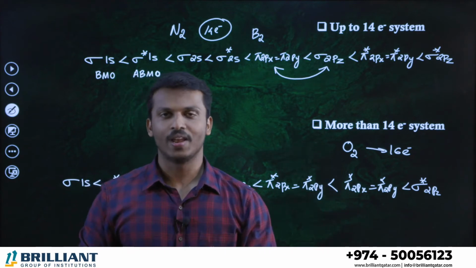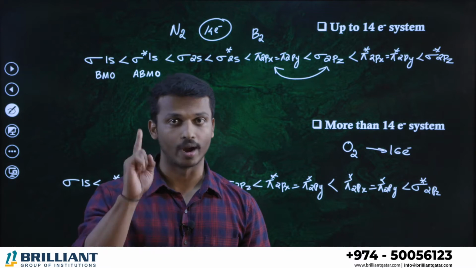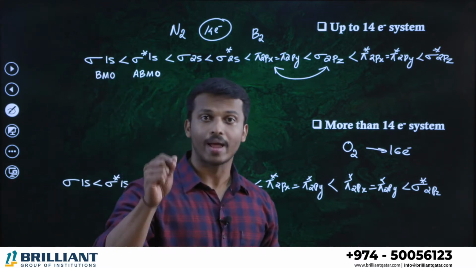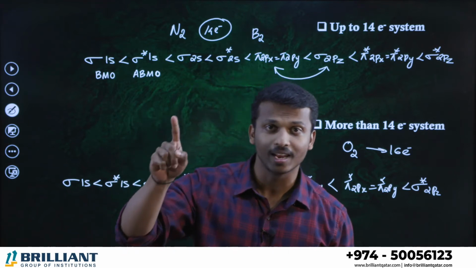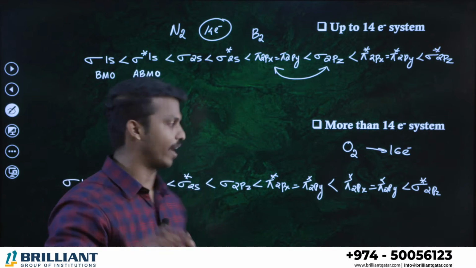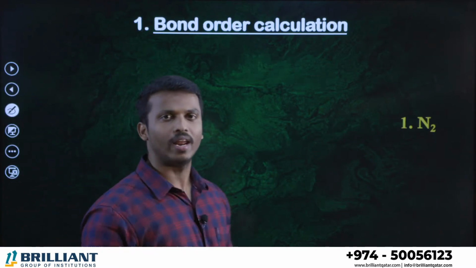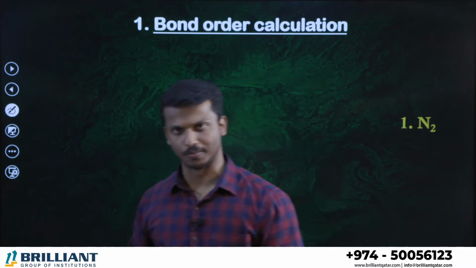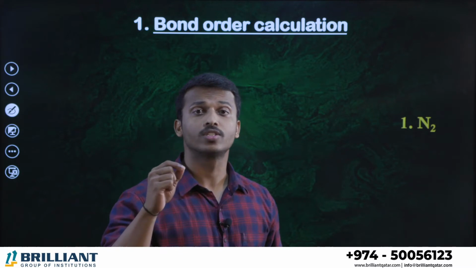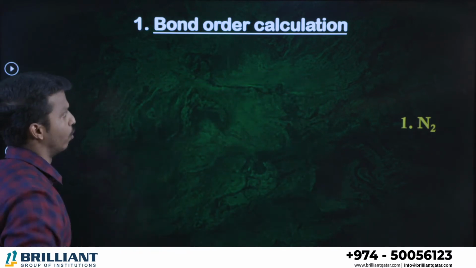Now we can see the application of these molecular orbitals. One more thing: in each molecular orbital, you can fill a maximum of 2 electrons. Once again, in each molecular orbital, you can fill a maximum of 2 electrons. Alright, first we are discussing how to calculate the bond order of a molecule. Once again, what is meant by bond order? The number of bonds between two atoms in a molecule.